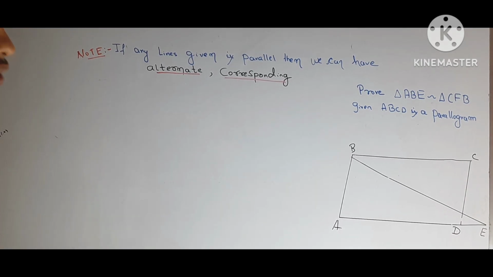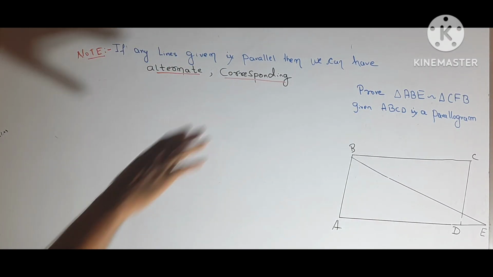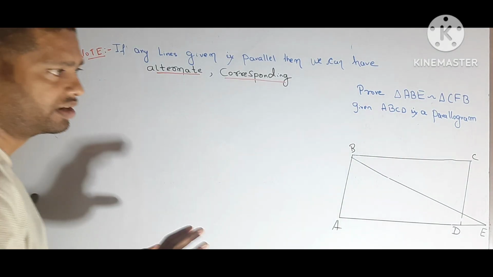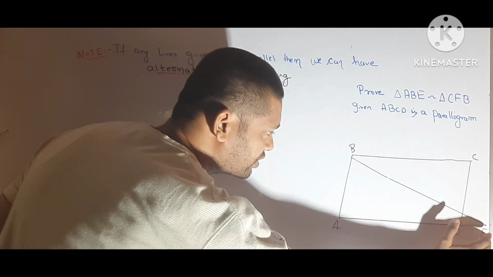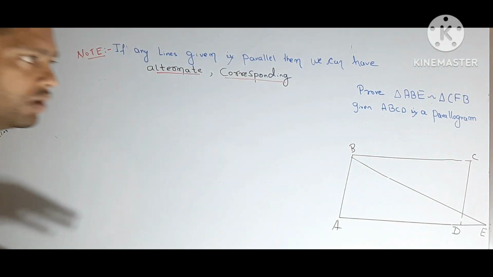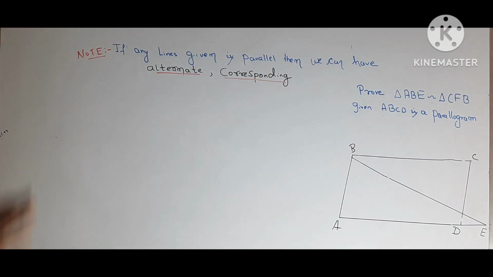Now some of the properties can be used here, because they told you ABCD is a parallelogram. So parallelogram means this will be parallel, right? Yes, sir. And this will be the transversal. Yes, sir. And opposite angles are also equal, and diagonals also bisect. So many properties are there. Which properties do we have to use?